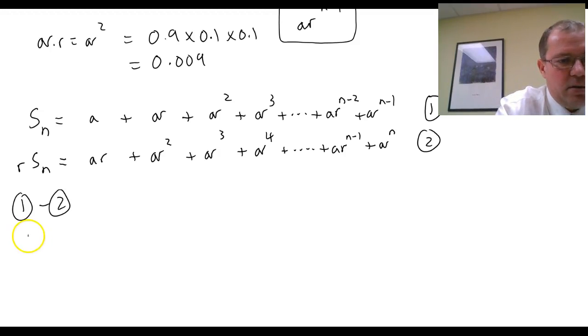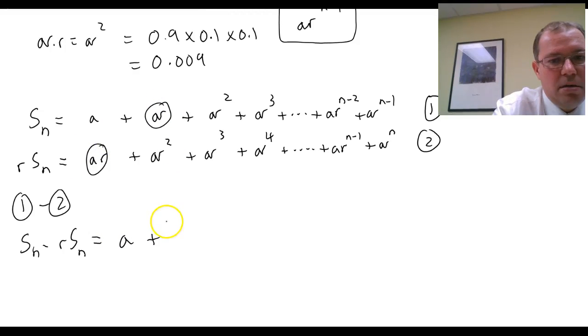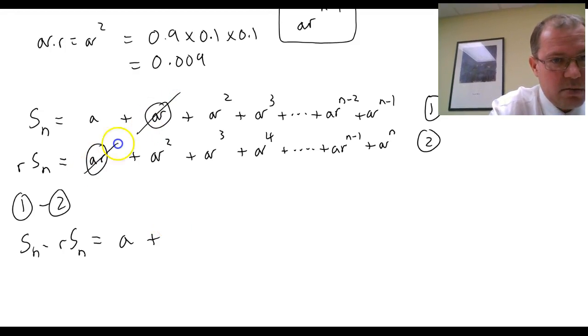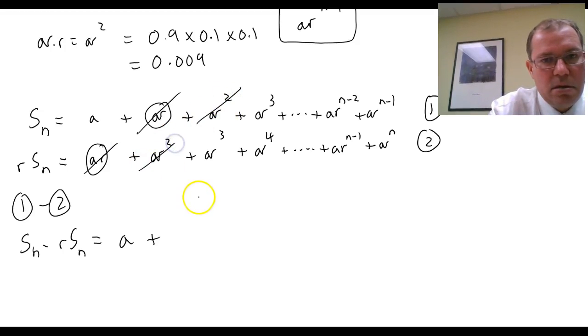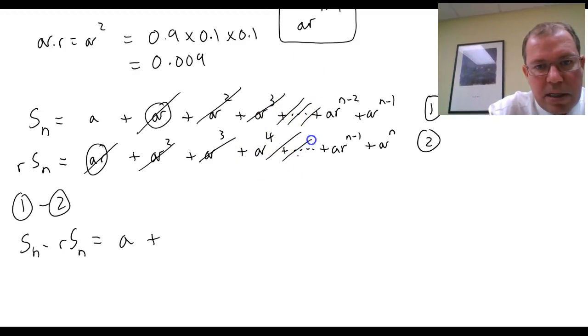So I'm going to do Sn minus R times Sn. Obviously I've got A, then I've got AR minus AR, which cancels. Then I've got AR squared minus AR squared, which cancels. AR cubed minus AR cubed cancels. And if I had an AR to the 4 there, it'd be AR to the 4 minus AR to the 4, and they cancel. All the middle terms will cancel. They'll all go with each other.